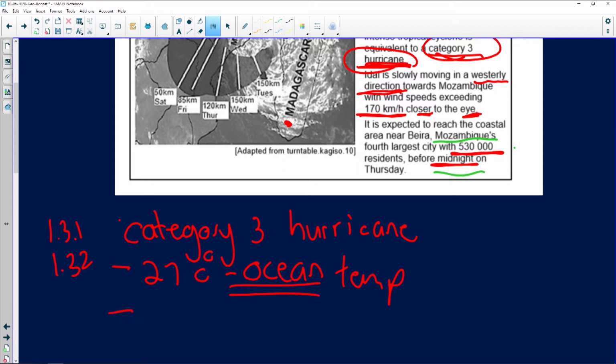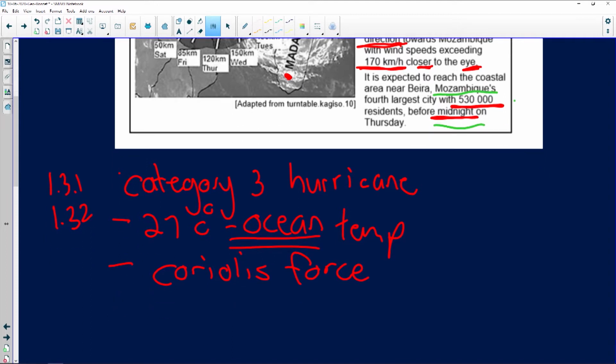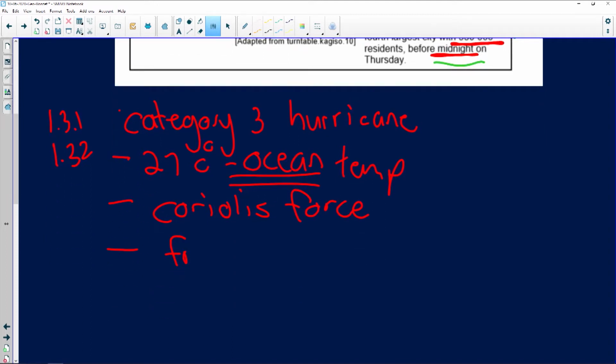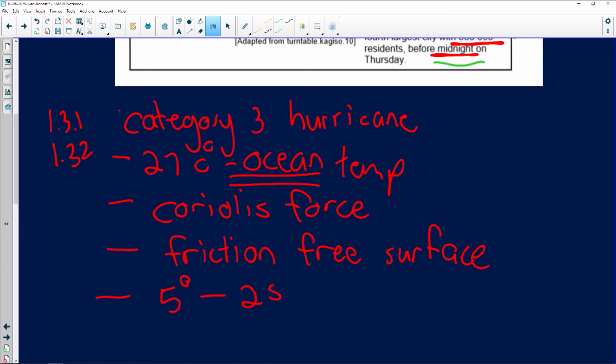We can also say we need Coriolis force, like I explained it to you. That's the reason why they don't form at the equator, because there's not enough Coriolis force. We can also have a friction-free surface. And lastly, we can mention it needs to form, I just want to write this, it can only form between 5 degrees and 25 degrees north and south of the equator.